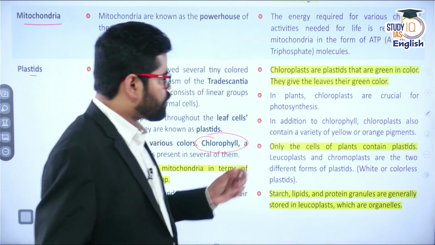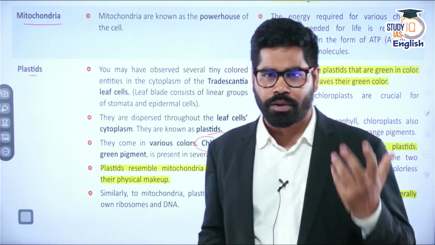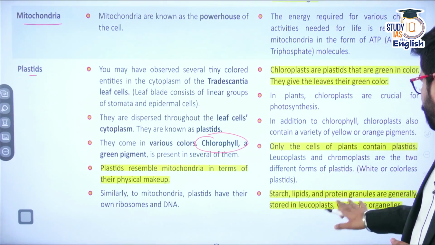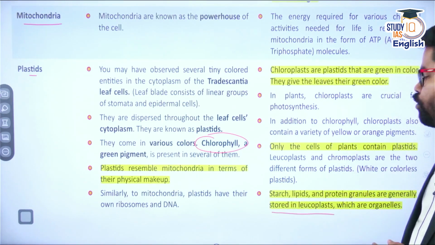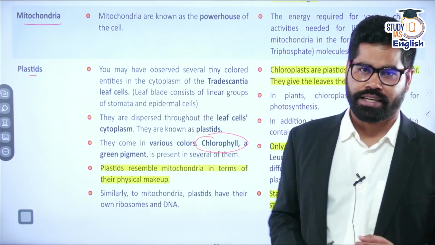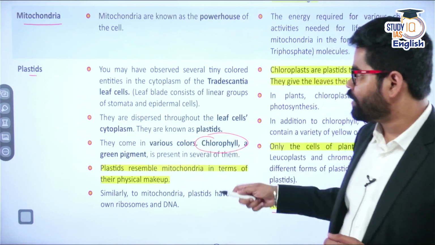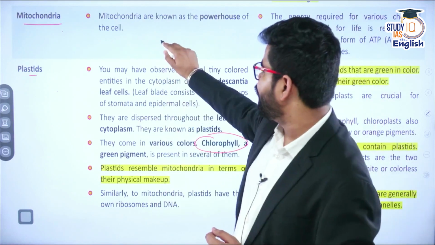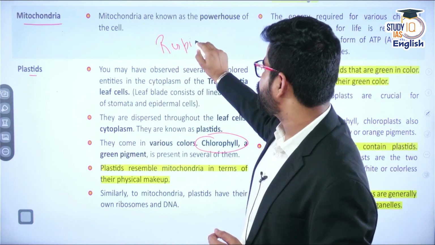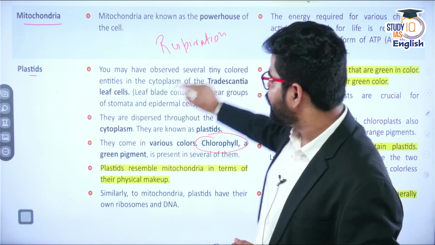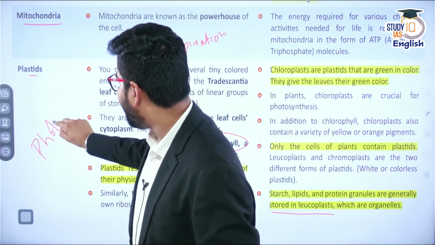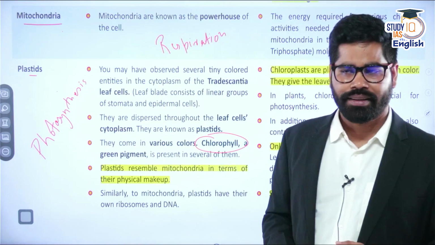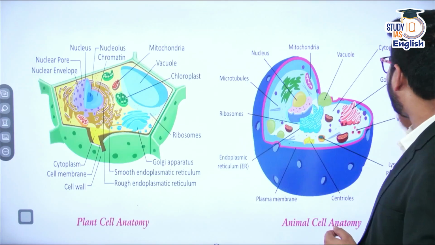So these chloroplasts are also there. Chloroplasts are responsible for photosynthesis. And starch, lipid, proteins, all these things are stored in leucoplasts, which are again part of the plastid network. Here it helps in respiration. This one helps in photosynthesis. So here it helps in respiration or generation of energy, and this is helping in tapping the energy and converting it in the form of food. So that is the role of mitochondria and plastids.